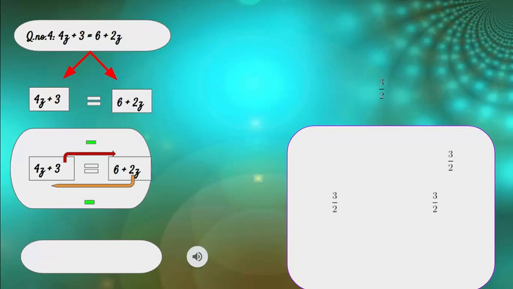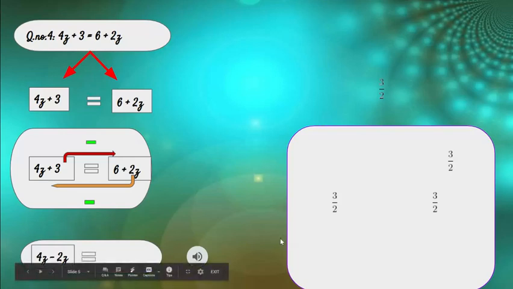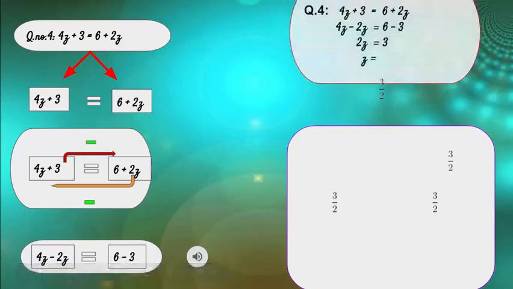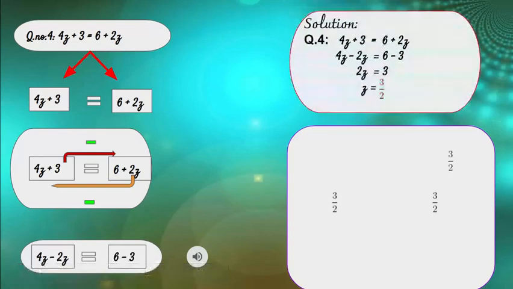So we will get in left side 4z minus 2z and right side 6 minus 3. So 4 minus 2, 2. So left side 2z is equal to 6 minus 3, 3. So what is the value of z? Z is equal to 3 upon 2. So that is the value of z. Now we have to check by putting the value of z is equal to 3 upon 2.